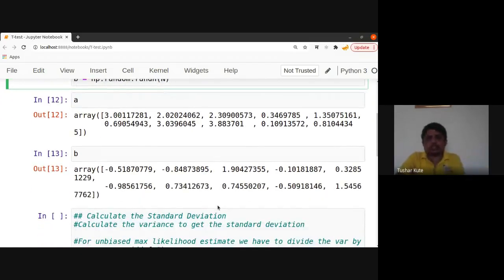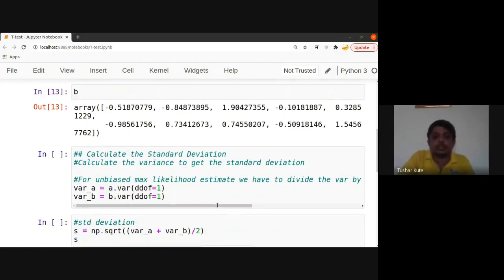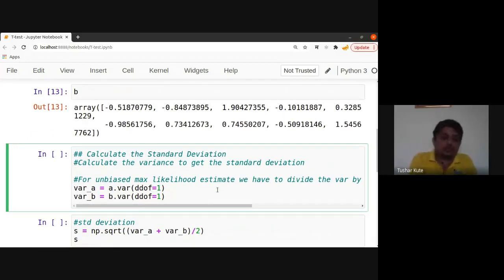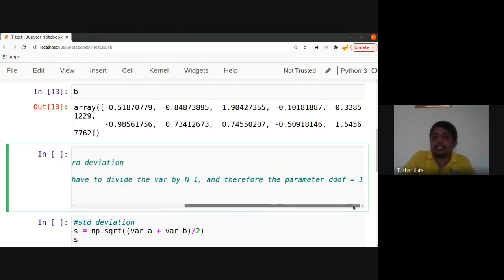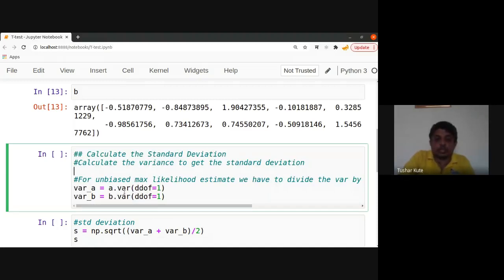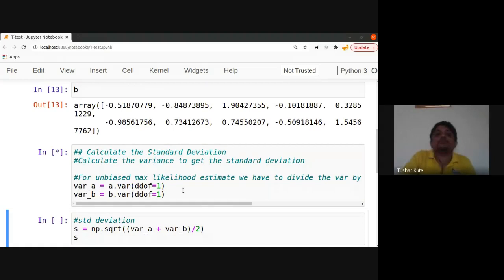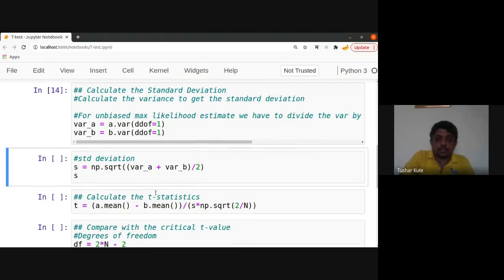I am not giving these values on my own. Now calculate the variance to get the standard deviation. Direct calculation of standard deviation is also possible. But for the unbiased estimate, we have to divide the variance by n-1, therefore the parameter ddof is passed over here. You can see .var, so the variance can be calculated, var A and var B. Both are calculated here.